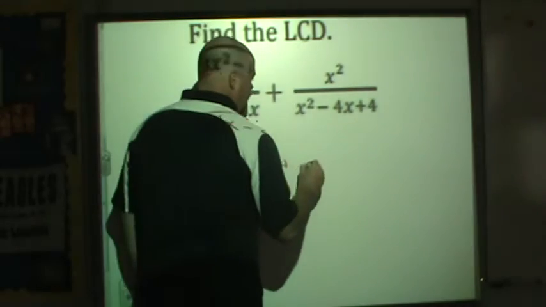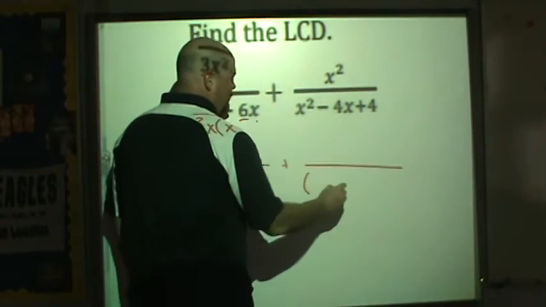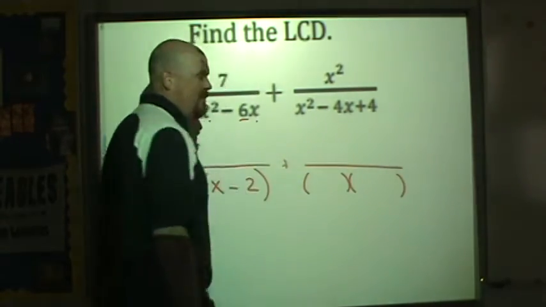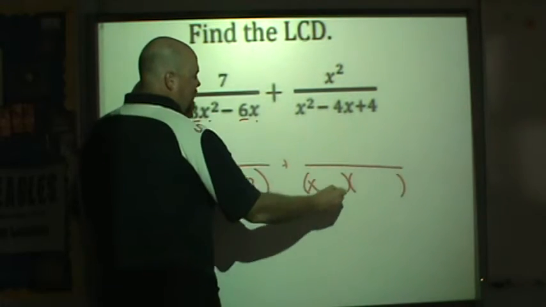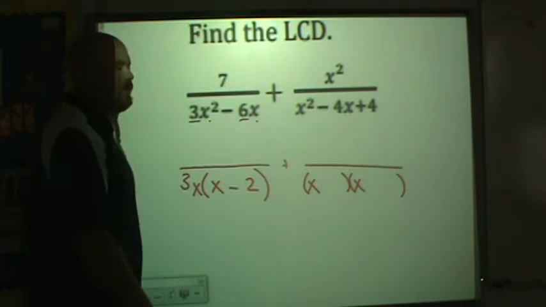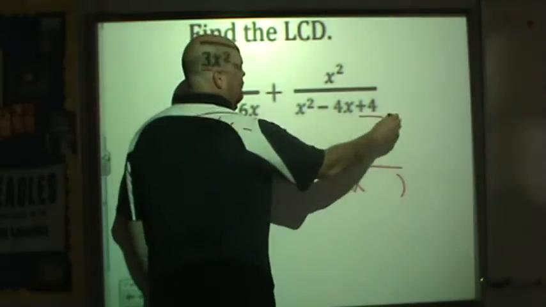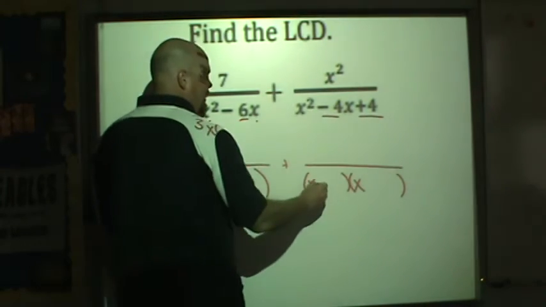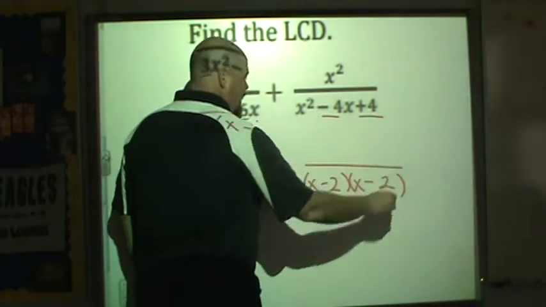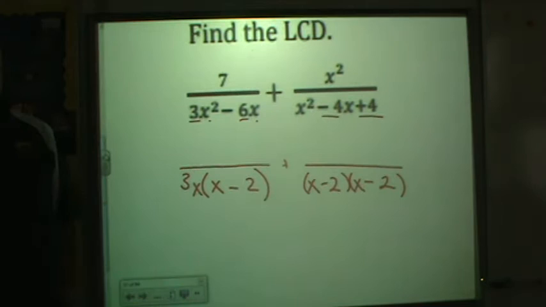Over here, a quadratic trinomial perhaps can be factored into two binomials. Worth a shot with an x and an x here. I need two numbers that multiply to be positive 4 and add to be negative 4. That would be negative 2 and negative 2.